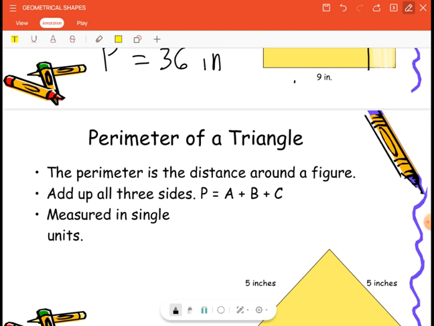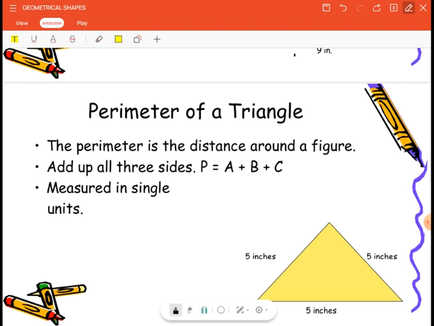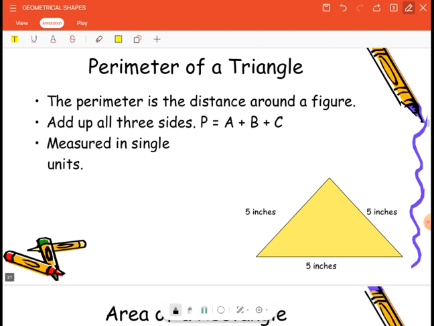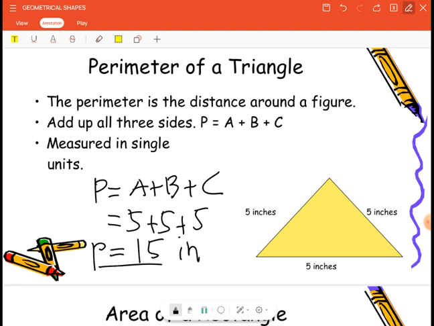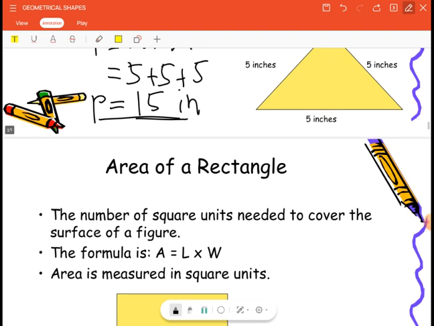Perimeter of a triangle. So, kapag triangle, madali lang siya kasi lalo na kung binigay yung 3 sides, you just have to add those 3 sides. So, perimeter is just the 3 sides of the triangle. So, for this example, we have the perimeter is equals to A plus B plus C. And this would be equals to 5 inches plus 5 inches plus 5 inches. Therefore, yung perimeter ng triangle na ito ay 15 inches. Okay? Next.